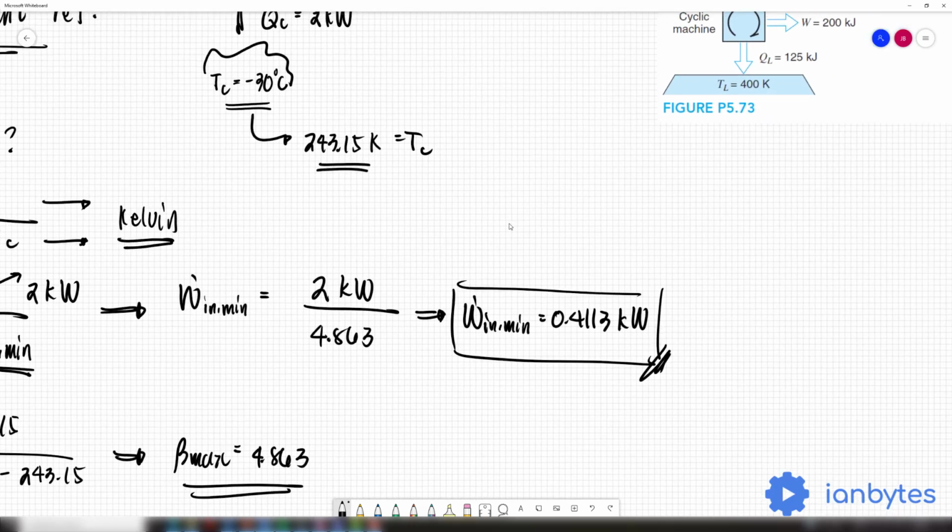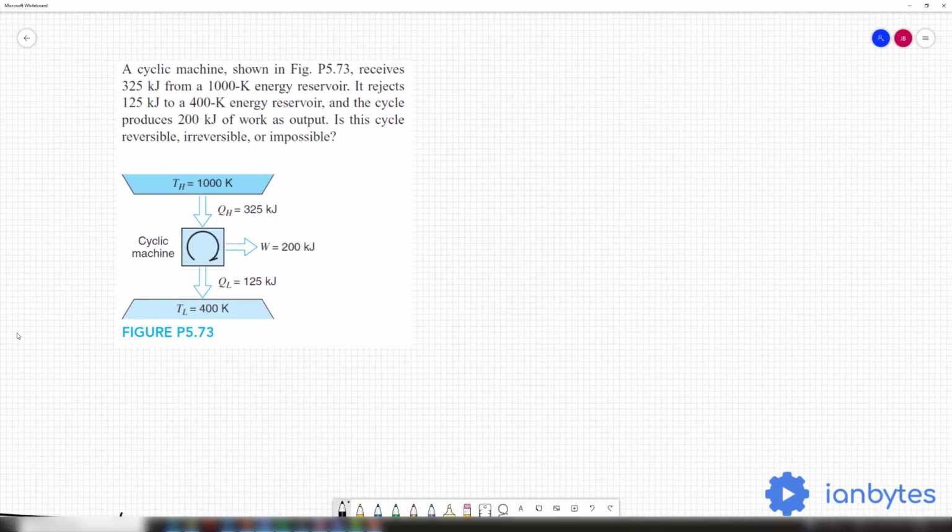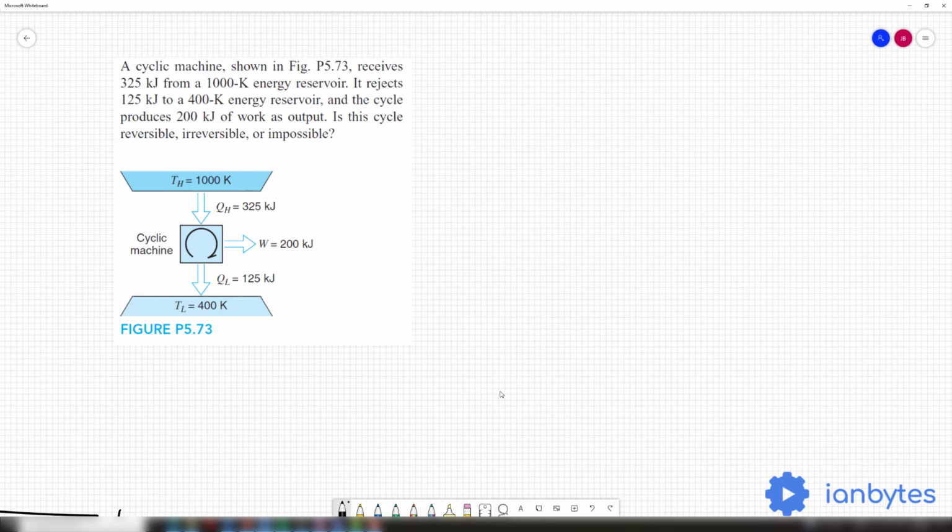Now, let's move forward to the second problem in this lecture video before we end the session. A cyclic machine, shown in the figure below, receives 325 kilojoules from a 1000 Kelvin energy reservoir. It rejects 125 kilojoules to a 400 Kelvin energy reservoir, and the cycle produces 200 kilojoules of work as output. Is this cycle reversible, irreversible, or impossible? Nakasulat na dito ang mga given sa ating problem.